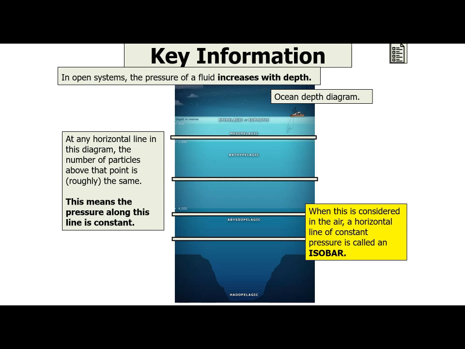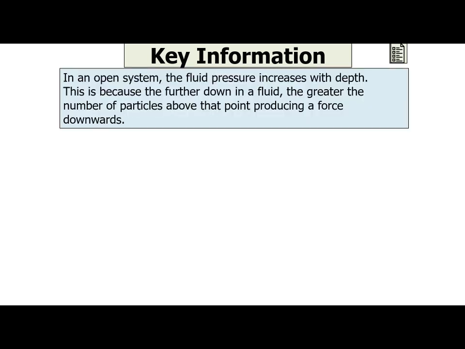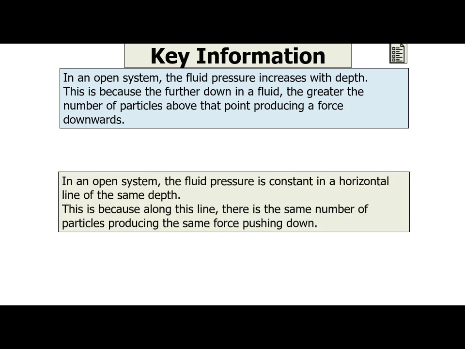Now, it's important to note that areas of different pressure can exert a force on objects in the fluid. So if you're at the bottom of the ocean, a force is exerted downwards, pushing you down. To clarify, in an open system, the fluid pressure increases with depth. That's because the further down in a fluid you go, the greater the number of particles above that point producing a force downwards. In an open system, the fluid pressure is constant in a horizontal line of the same depth, because along this line there's the same number of particles producing the same force pushing down.